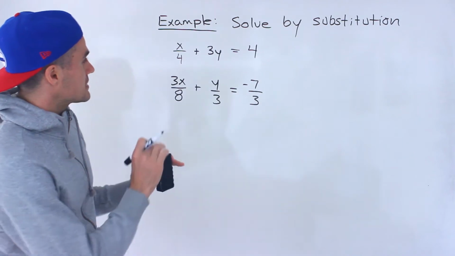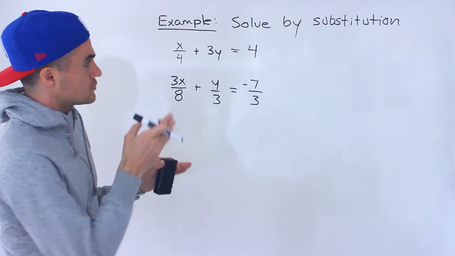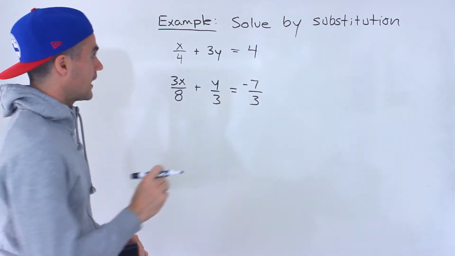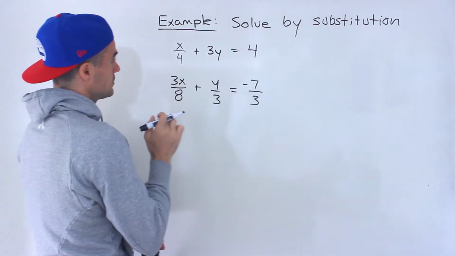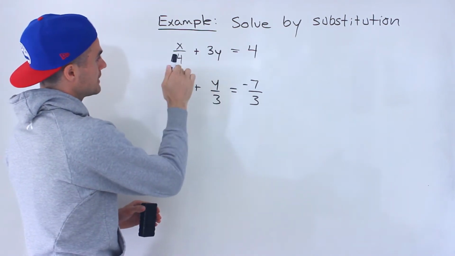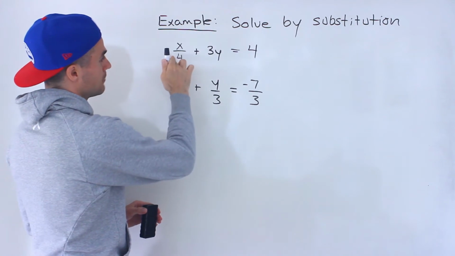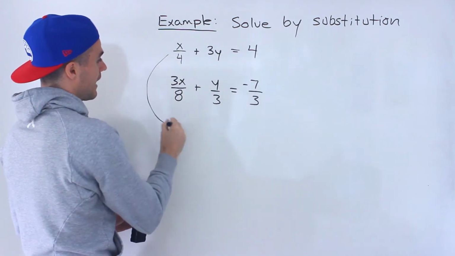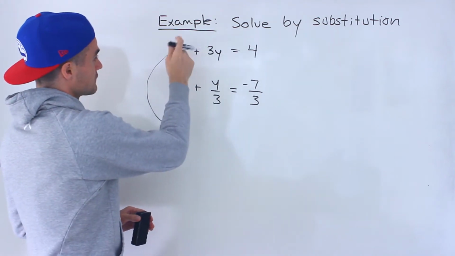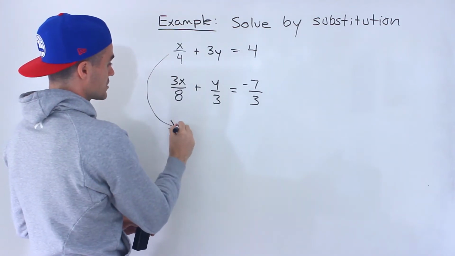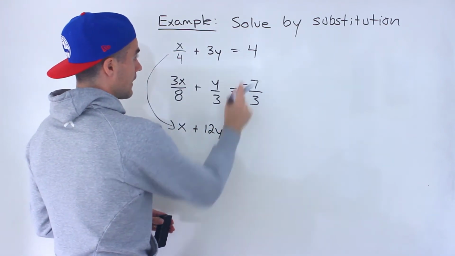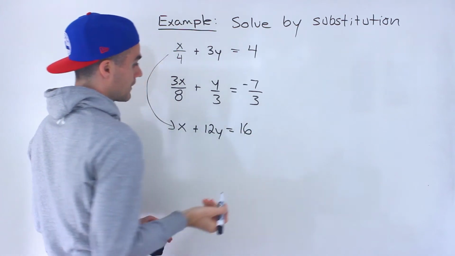So what makes it a little bit more difficult is because we're going to do substitution, we've got to isolate for an x or a y, and I'm going to isolate in the first equation. So we can isolate for the x or the y. I'm going to isolate for the x actually. So I'm going to multiply everything by 4 to get rid of this 4 in the denominator, and then the x would be by itself. So if I multiply this by 4, I'll just have x. Multiply this by 4, I'll have 12y, and then if I multiply this by 4, I'll have 16.